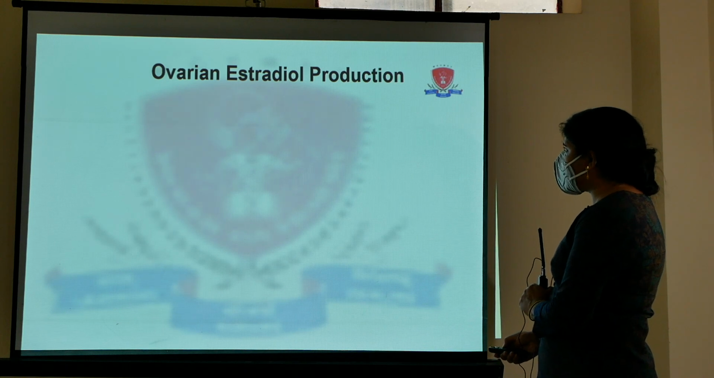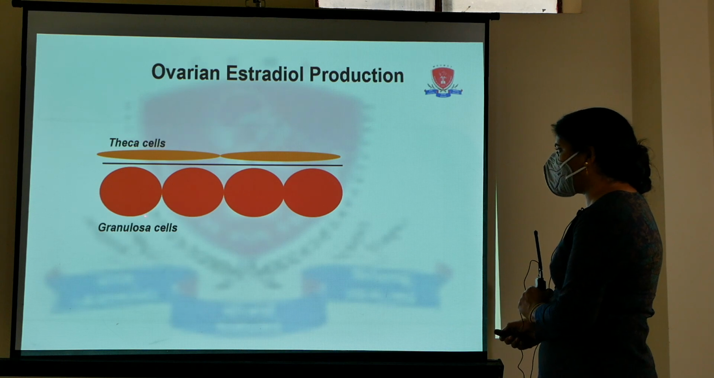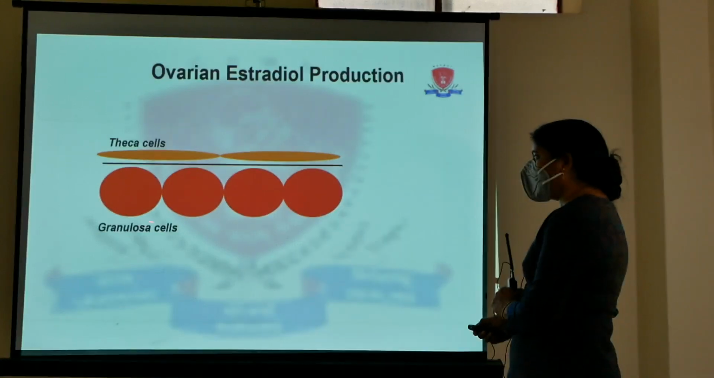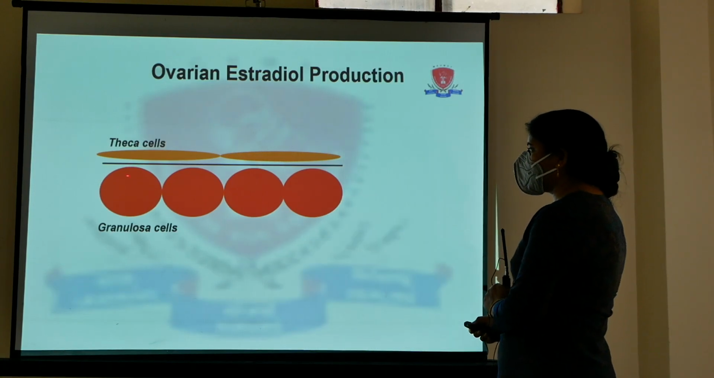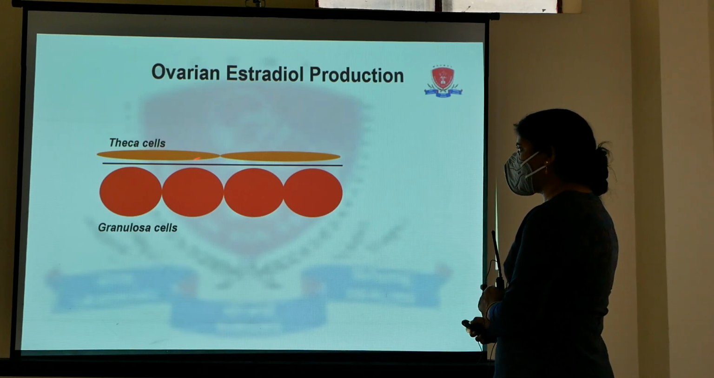This is how ovarian estradiol production takes place. With the help of theca cells and granulosa cells, the cholesterol present in the cells, in the presence of local androgens, is converted into estrogen in the ovaries.